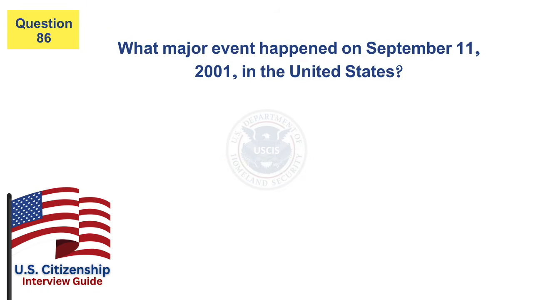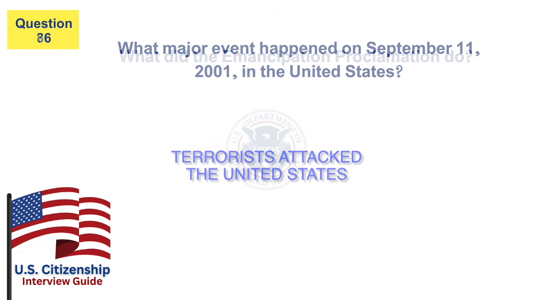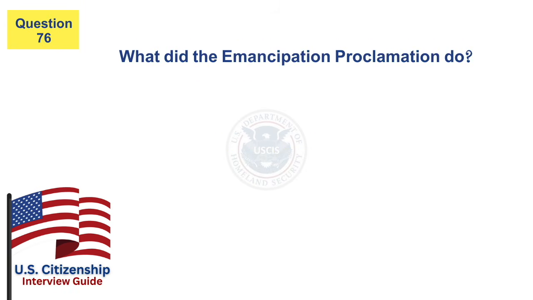What major event happened on September 11, 2001 in the United States? Terrorists attacked the United States. What did the Emancipation Proclamation do? Freed the slaves.